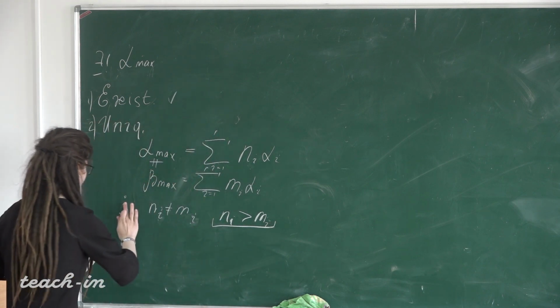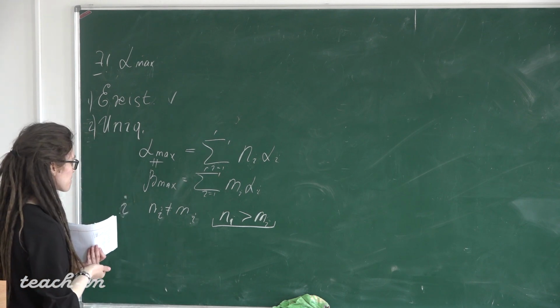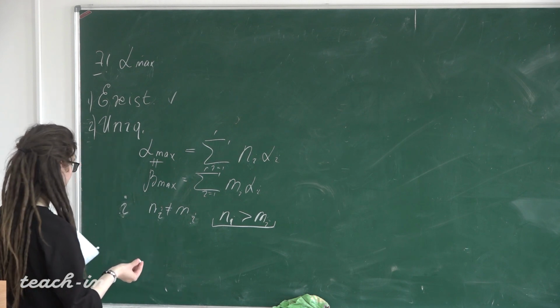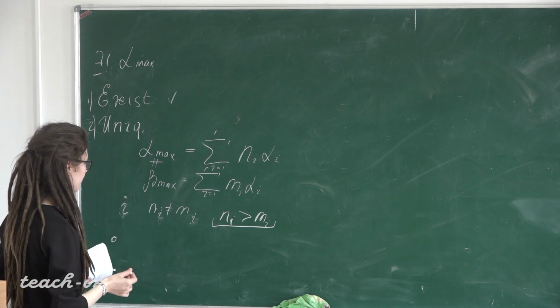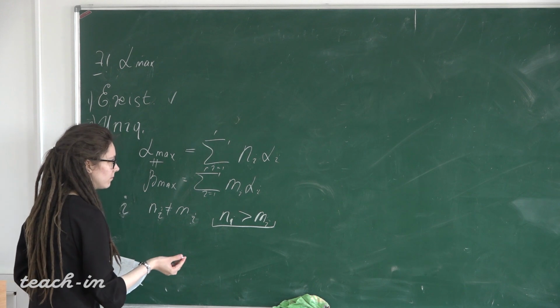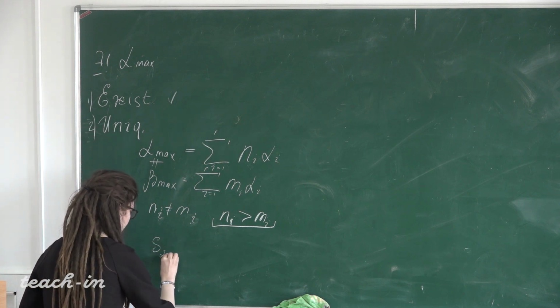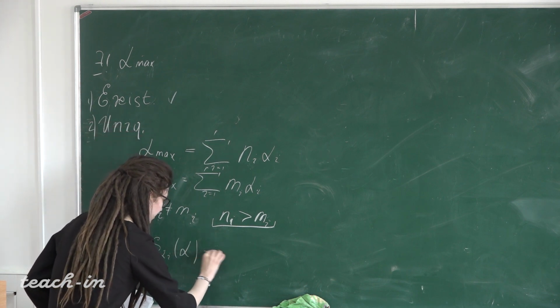Okay, what next? It's actually time to construct a contradiction. We will look at the reflection, say, with respect to alpha_i. Let's look.